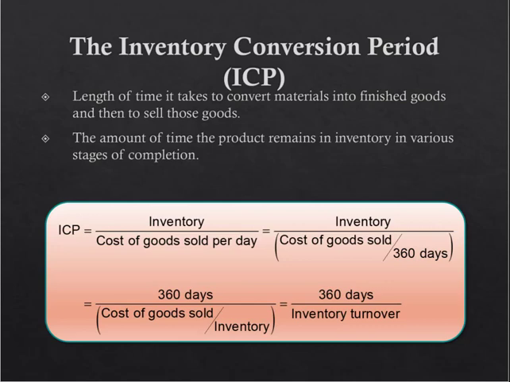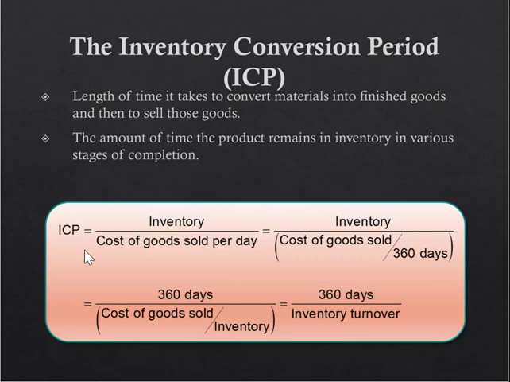So here's a little bit of calculation on the inventory conversion period. It's the length of time that it takes to convert materials into finished goods and then sell, and the amount of time a product remains in inventory at various stages of completion. We want to have, in general, the shortest possible inventory conversion period, the shortest possible days sales outstanding period, and the longest possible deferred payment period. That's just for cash management purposes.